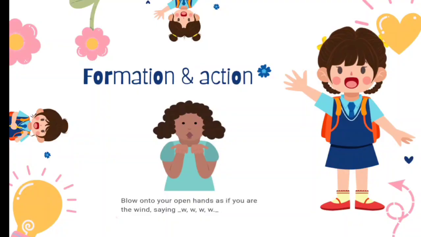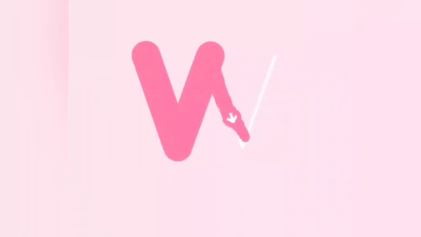Let's do the action together. Blow onto your open hands as if you are the wind, saying W, W, W. Let's write W sound together. Put your finger up and say down, up, down and up.